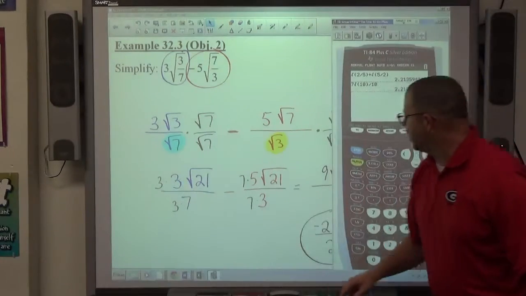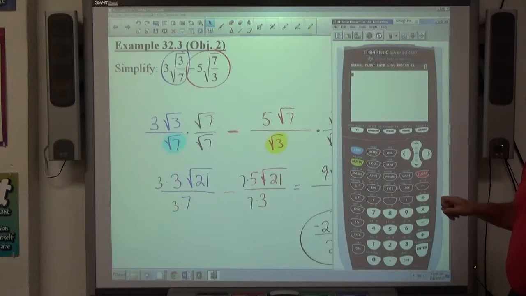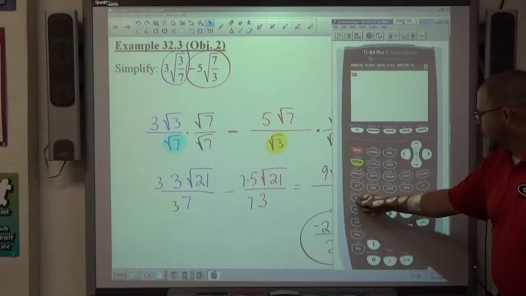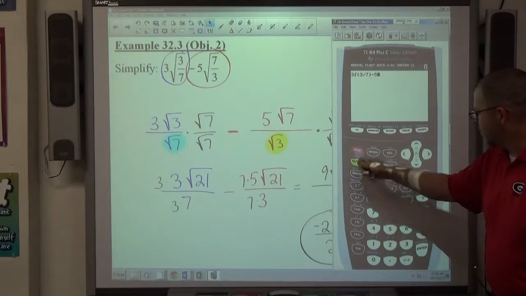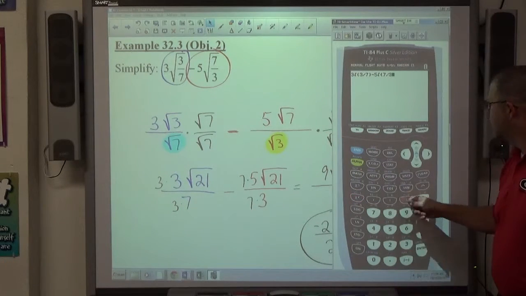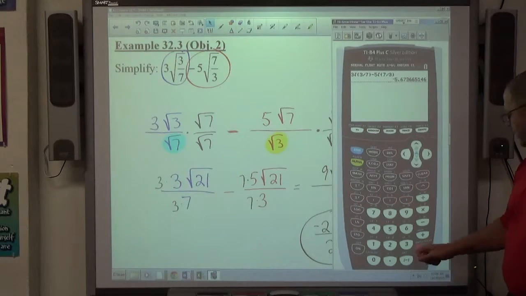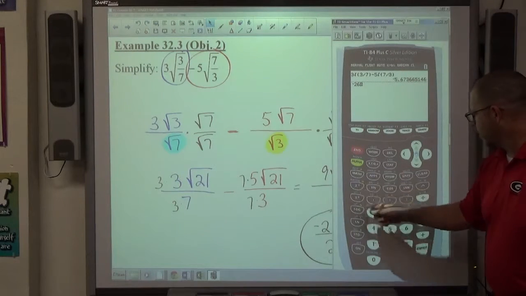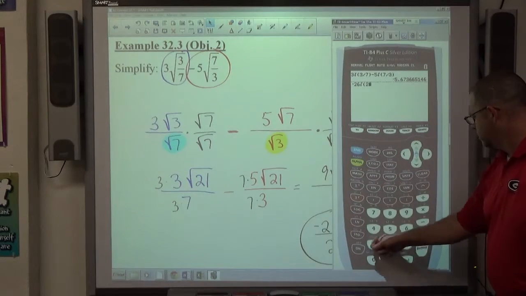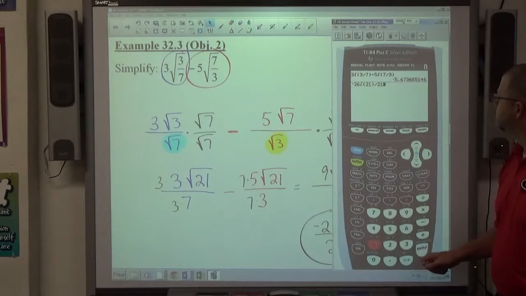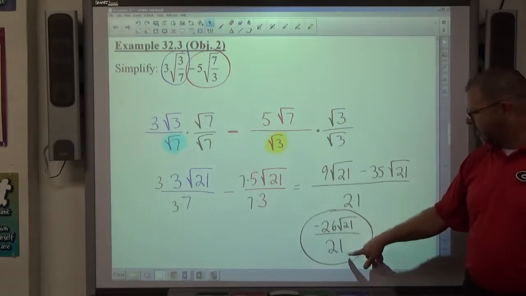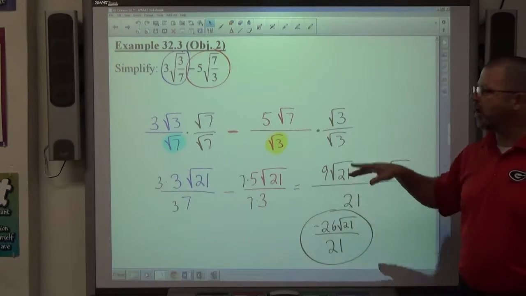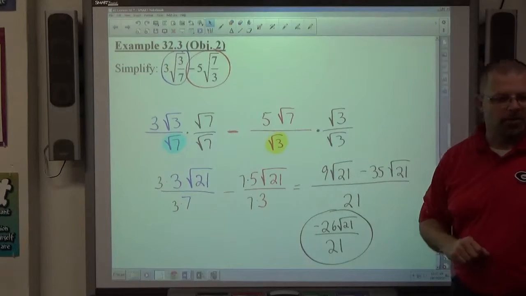Once again, verifying by decimal approximation, 3 times the square root of 3/7 minus 5 times the square root of 7/3. And my answer was negative 26 times the square root of 21 divided by 21. Same decimal approximation verifies that the answer we got is accurate. And again, the denominator is a whole number, and the decimal approximation is the same for the problem and the answer. That tells me I got the right answer.